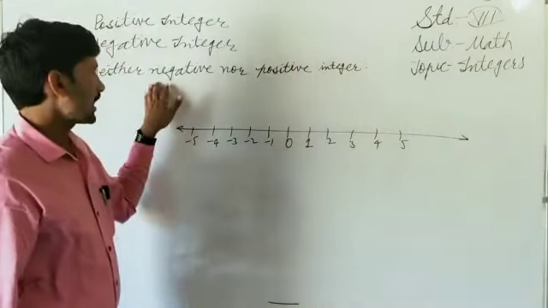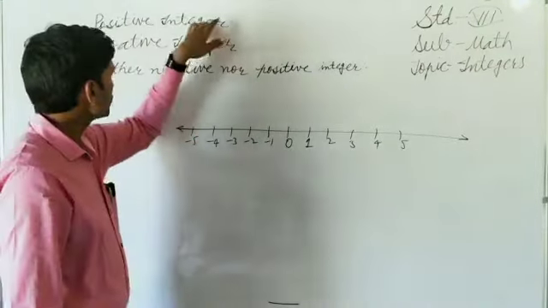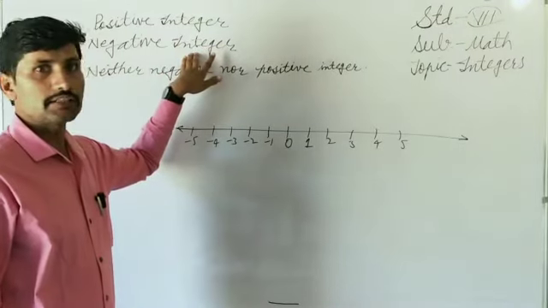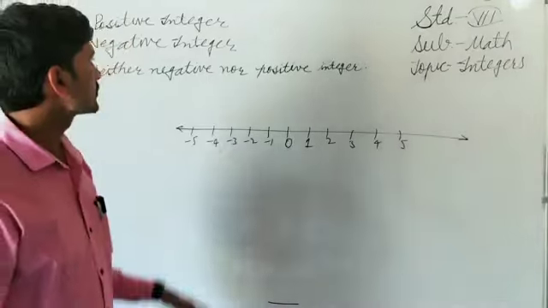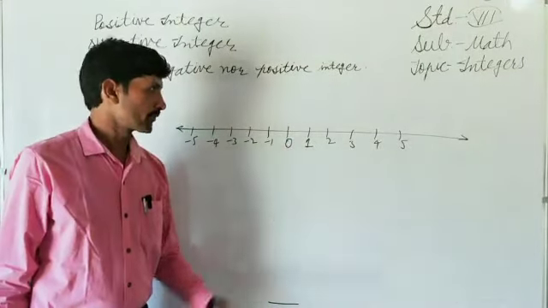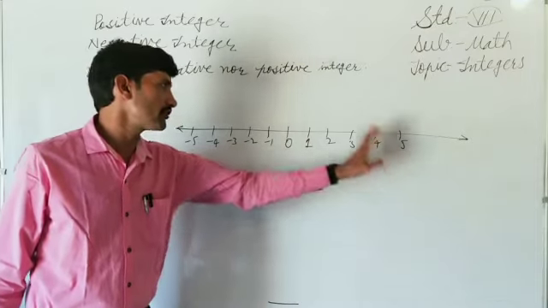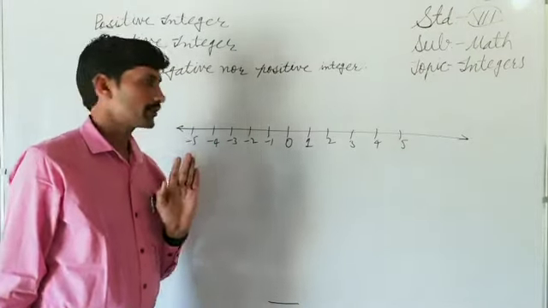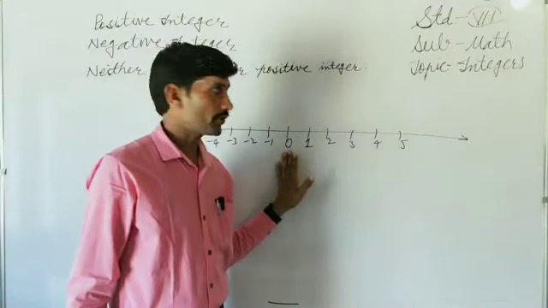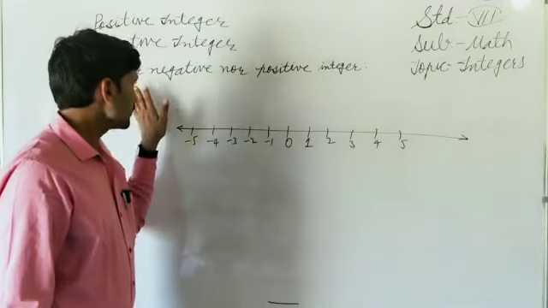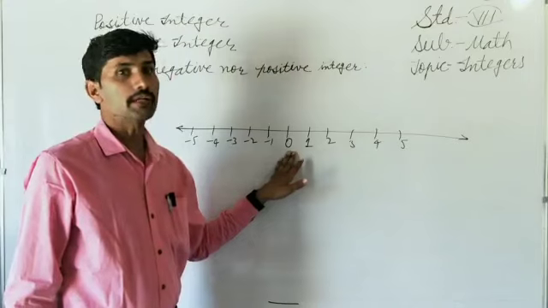Now let us come to the type of integer that is neither negative nor positive. From the definitions of positive and negative integers, we come to one more type of integer. What is that? Look at 0. All these are greater than 0, so they are positive integers, and all these are negative integers. But look at 0. It is an integer, no doubt, but to be positive, it must be greater than itself.